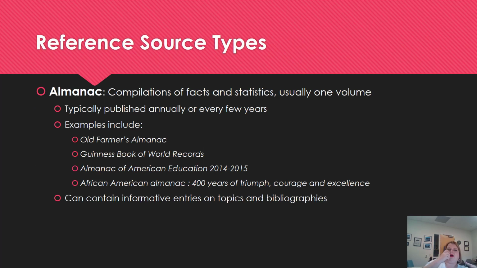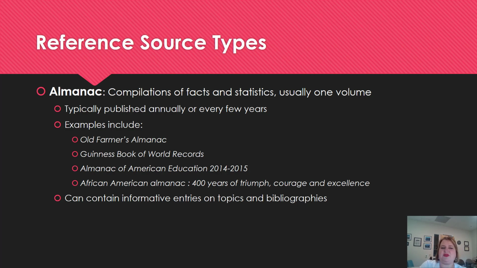Now, you have about 5 or 6 really specific types of reference resources that you're going to see most often when you're looking at academic and library level reference resources. First up is an almanac. Almanacs are compilations of facts and statistics. Typically, they're one volume, but these are things that often come out in serials, so that they are updated yearly or every other year or something like that.